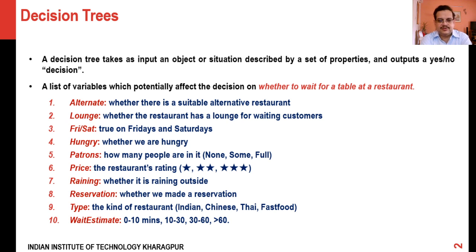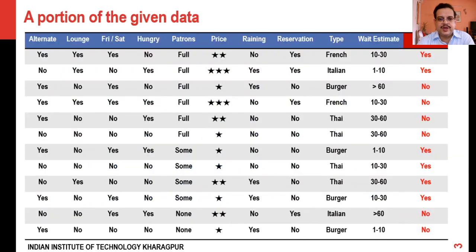Whereas if you go to another restaurant, they may or may not commit to give you a seat. Then type, that is whether it's an Indian restaurant, Chinese, Thai, fast food, etc. That may also influence a decision. And finally, the wait estimate provided by the restaurant. So they may say that, well, we anticipate that you will have to wait between 0 to 10 minutes, or 10 to 30 minutes, or 30 to 60 minutes, and some restaurants may say, well, sir, I'm sorry, we cannot accommodate you before 60 minutes. So based on these criteria, we may be taking the decision to wait or not wait.